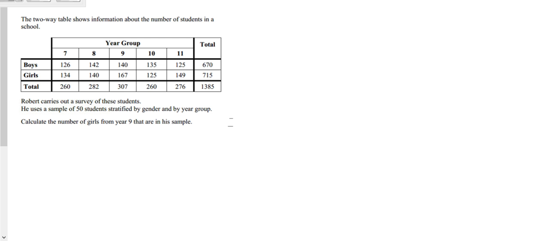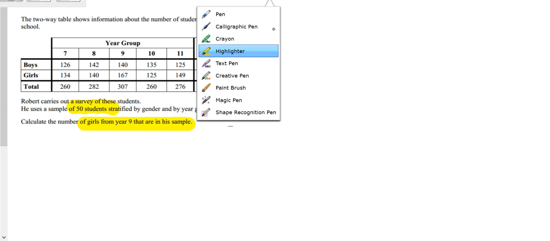So if we have a look at a question like this, we're asked to do a stratified sample, and we need a sample size of 50, which is stated in the question here, and we are just asked to calculate the number of girls in year 9 in our sample.